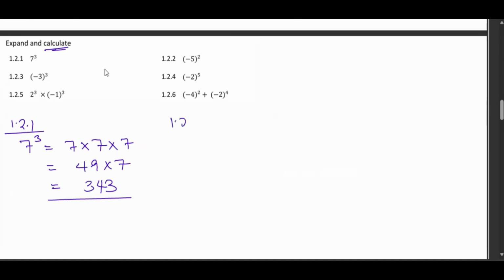We look at 1.2.2. This is what I was talking about. We have a negative number, but it's to the power an even number. Definitely the answer is going to be positive, which is -5 times -5, which is a negative times a negative, you get a positive. Here we have the answer, 25.